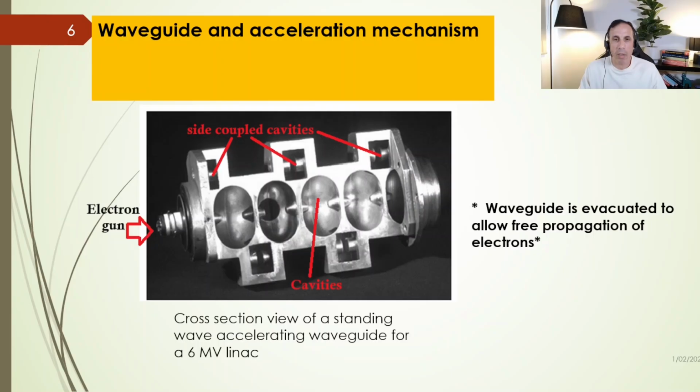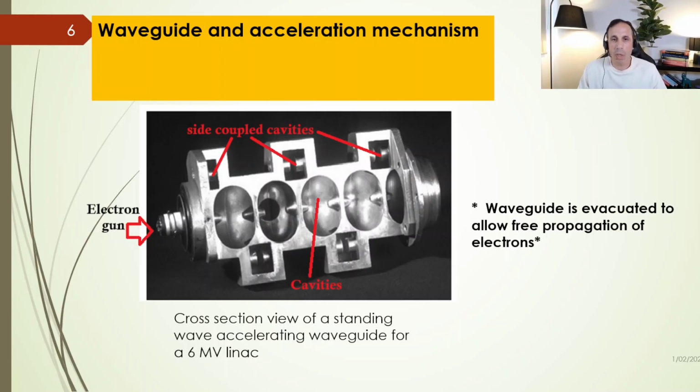And in this figure here, I have shown the waveguide of, I think, the Varian Linac, which is the standing type of waveguide. We have two types of accelerating waveguides: traveling and standing. It is the standing type. Waveguides, as we have the cross section of that, are evacuated metallic structures, as you can see in the figure.